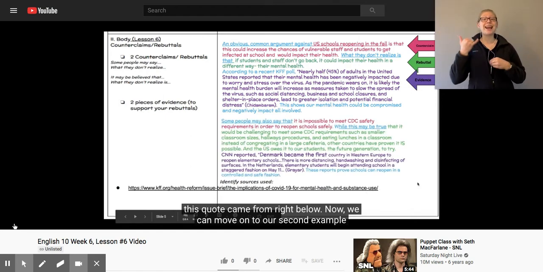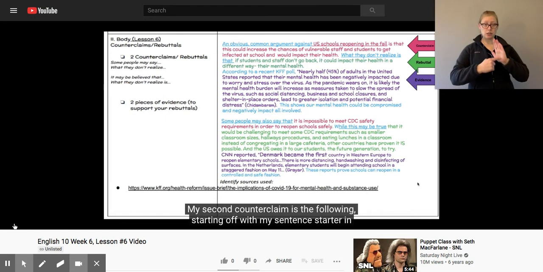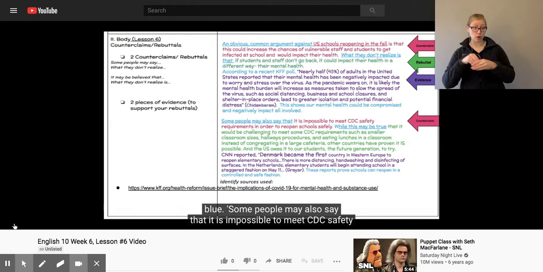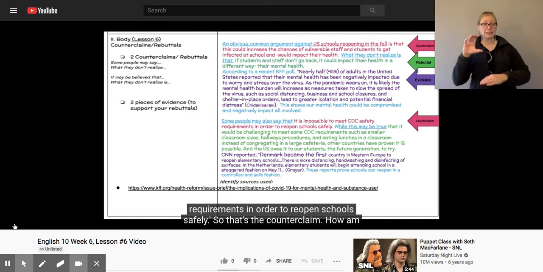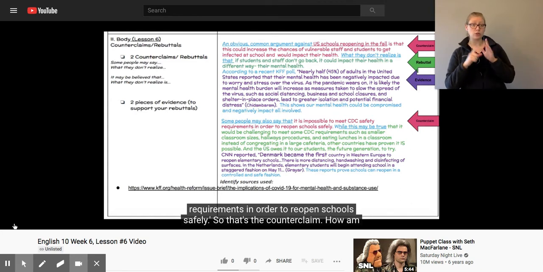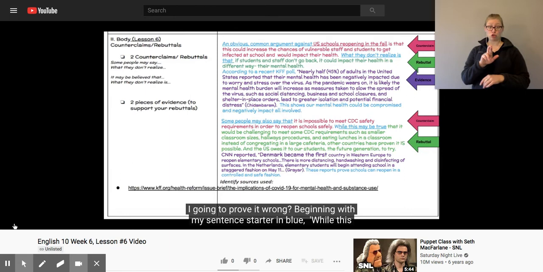Now we can move on to our second example. My second counterclaim is the following. Starting off with my sentence starter in blue. Some people may also say that it is impossible to meet CDC safety requirements in order to reopen schools safely. So that's the counterclaim. How am I going to prove it wrong?